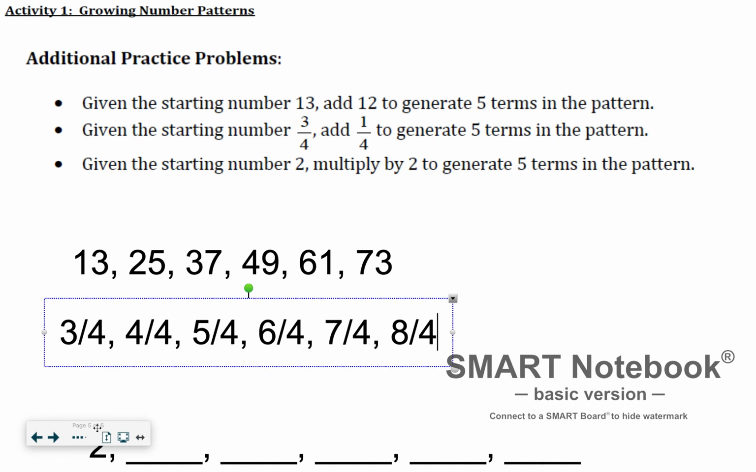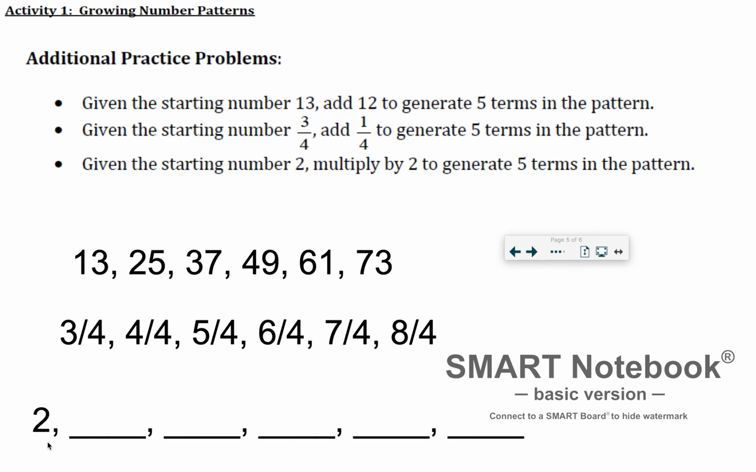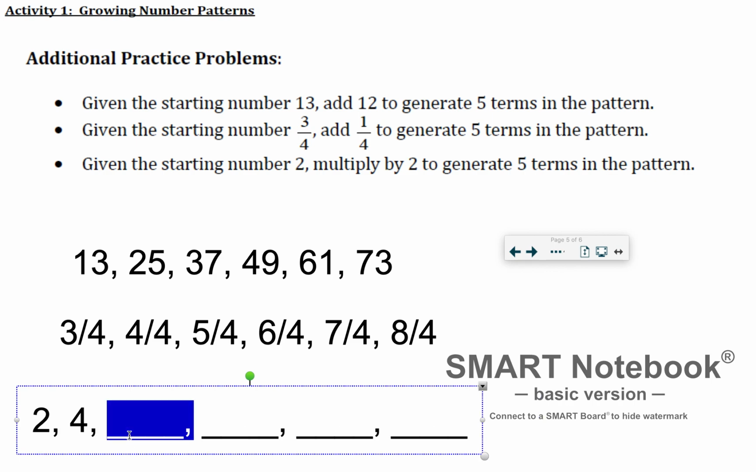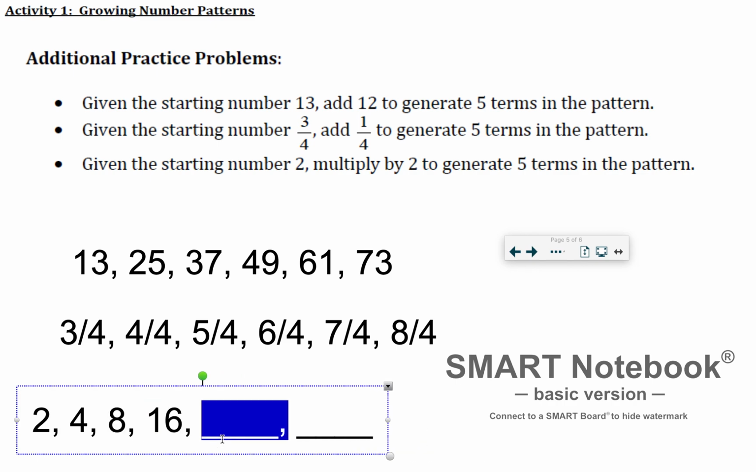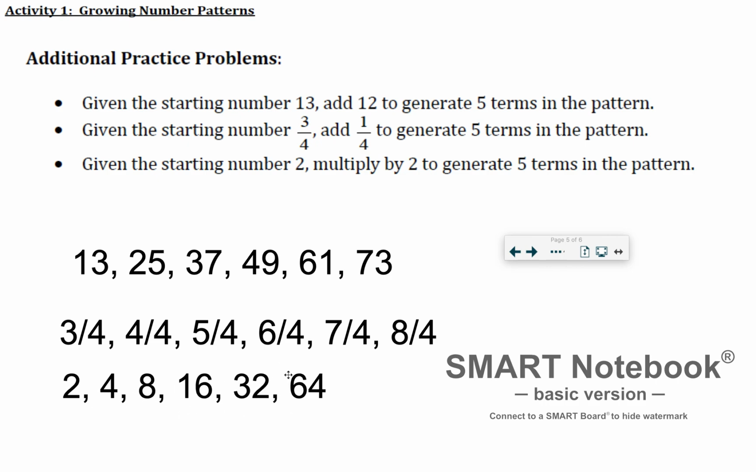Let's try the bottom one because this one involves multiplication. All right, given the starting number 2, which I already have, multiply by 2 to generate the numbers in the pattern. 2 times 2 is 4. 4 times 2 is 8. 8 times 2 is 16. 16 times 2 is 32. And 32 times 2 is 64. So that's just what you do. You follow the rule and you say what you observe.